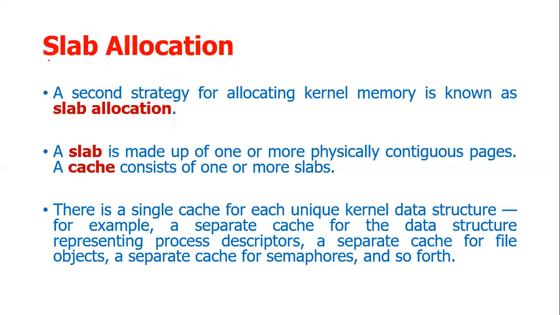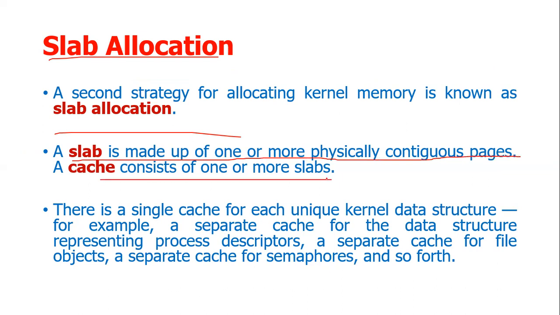Another method is slab allocation. The next method for allocating kernel memory is slab allocation. Here, a slab is made up of one or more physically contiguous pages and a cache consists of one or more slabs. Let's discuss with the diagram, then you can know clearly. There is a single cache for each unique kernel data structure. For example, a separate cache for the data structure representing process descriptors, a separate cache for the file objects, a separate cache for semaphores, and so forth.